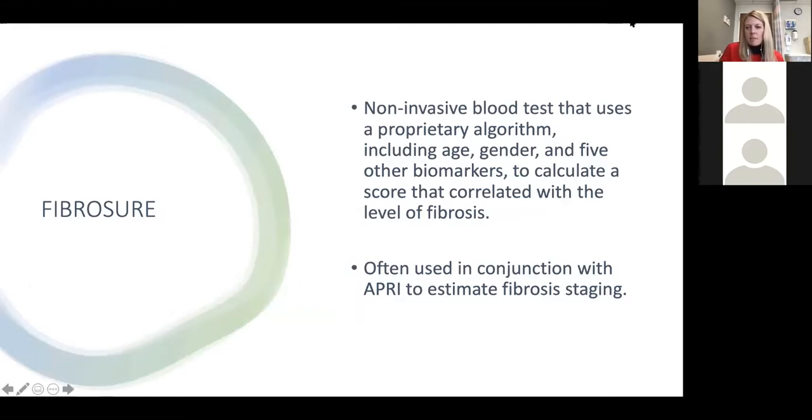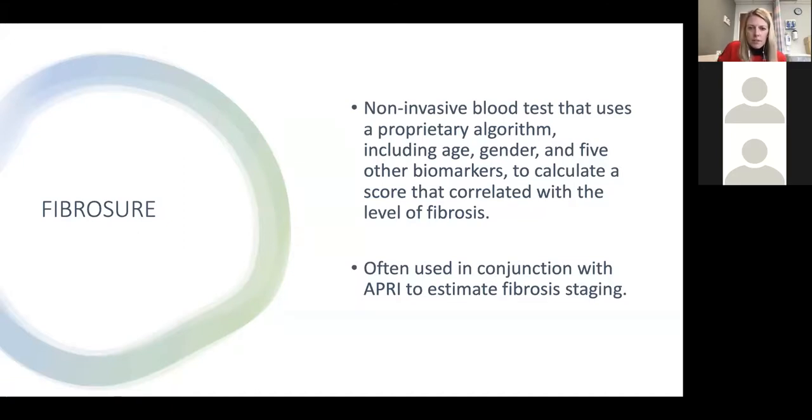This is a non-invasive blood test that uses a proprietary algorithm based on several factors to give you a score that correlates with the level of fibrosis. And oftentimes we'll use this in conjunction with another non-invasive lab test like an APRI or a FIB4 to see if you have concordance between these two tests in terms of the patient's degree of fibrosis.